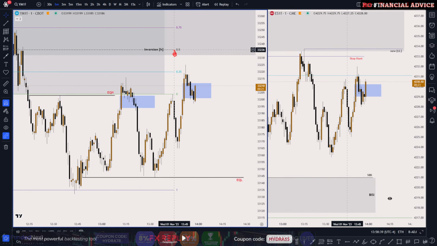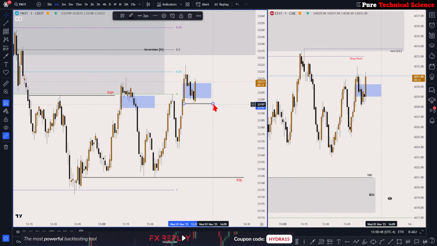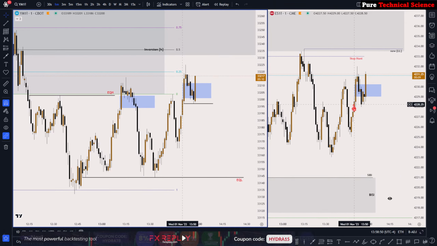Price is yet to reach this 0.5 level, okay? So we are also watching this. This is a potential zone for reversal. Price generated again relative equal lows down here, so more sell side liquidity. Same on ES, relative equal lows.